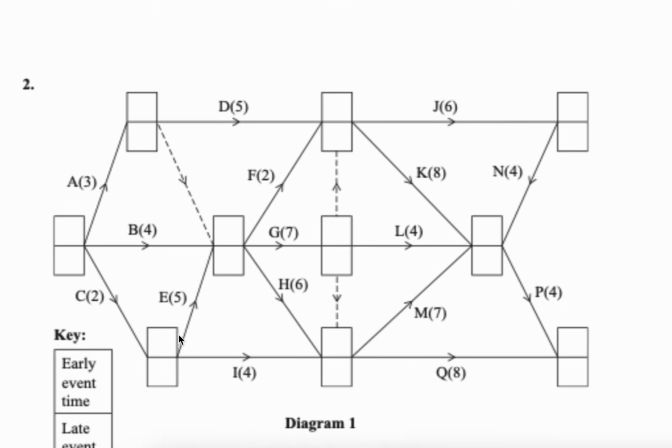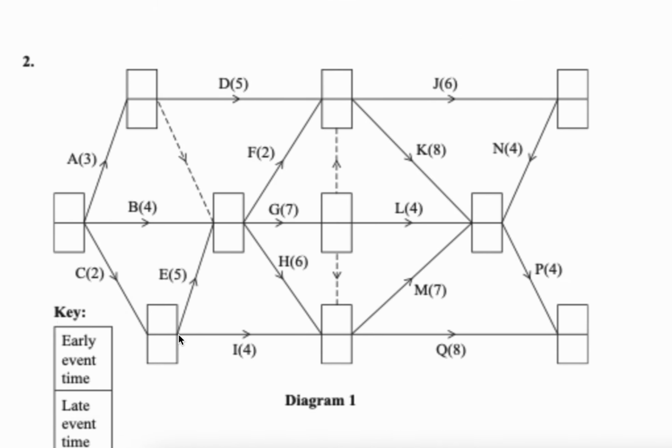Easy peasy. Do you want to do this or do you want to power through it? Power through it. Okay, so what do we write in our start node? 0, 0.